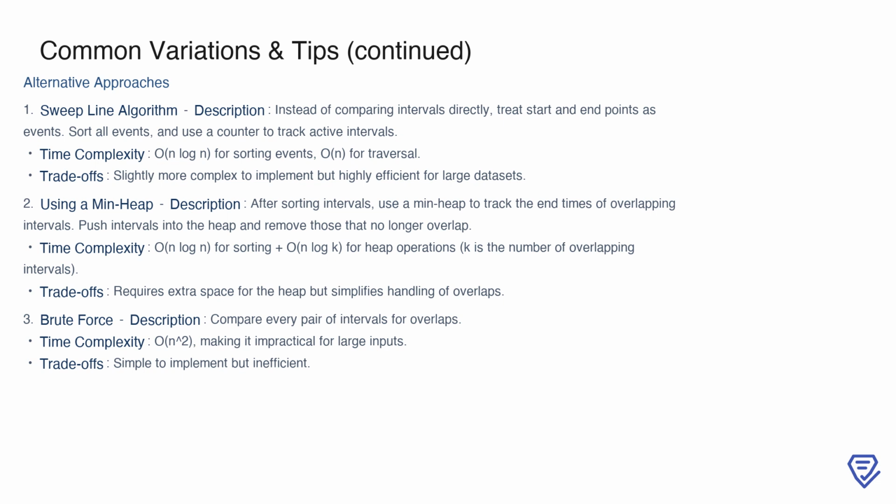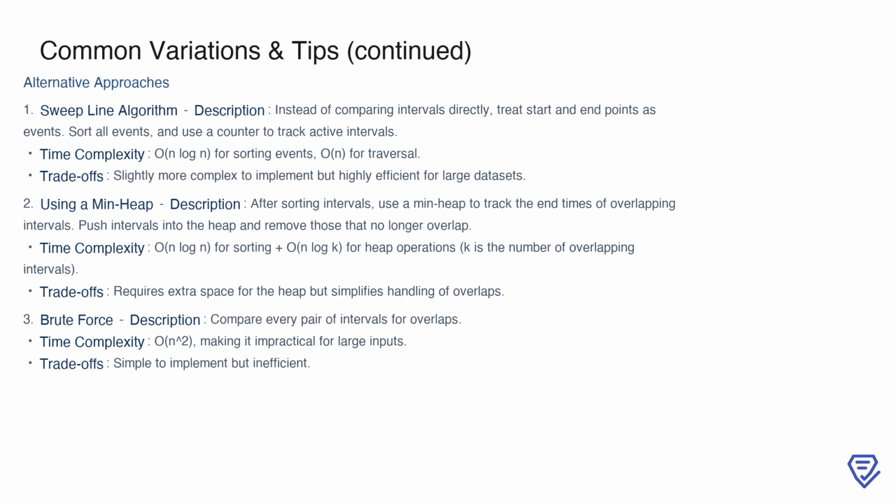The sweepline algorithm is a powerful technique that treats the start and end points of intervals as events. By sorting these events and using a counter to track active intervals, you can efficiently solve problems that involve counting overlaps. This method has a time complexity of O(n log n) due to sorting, followed by O(n) for traversal, making it highly efficient for large datasets.